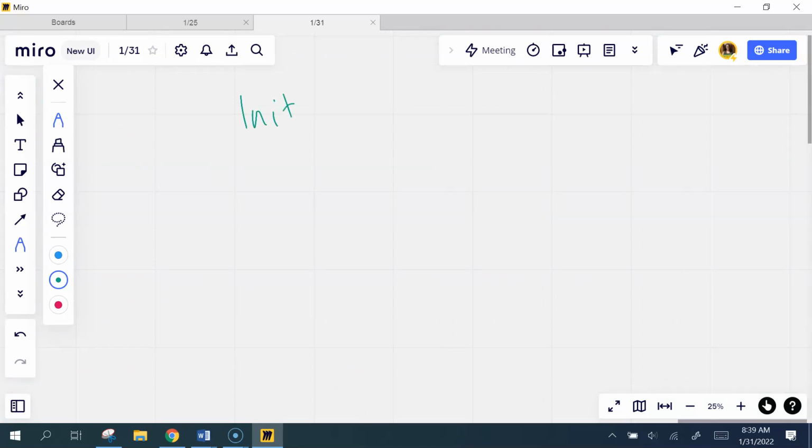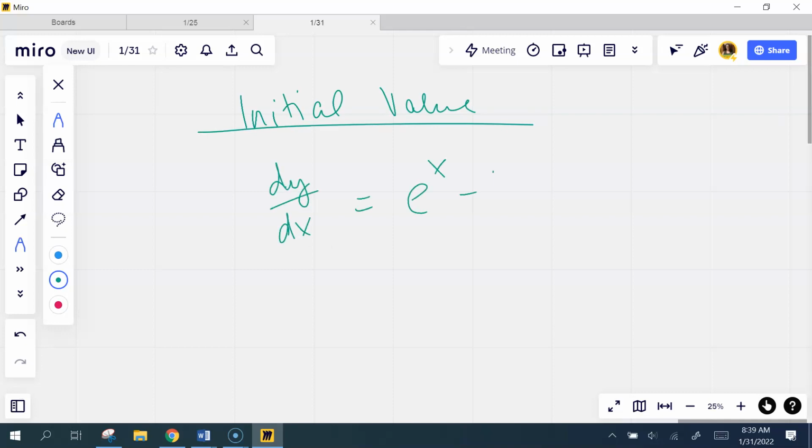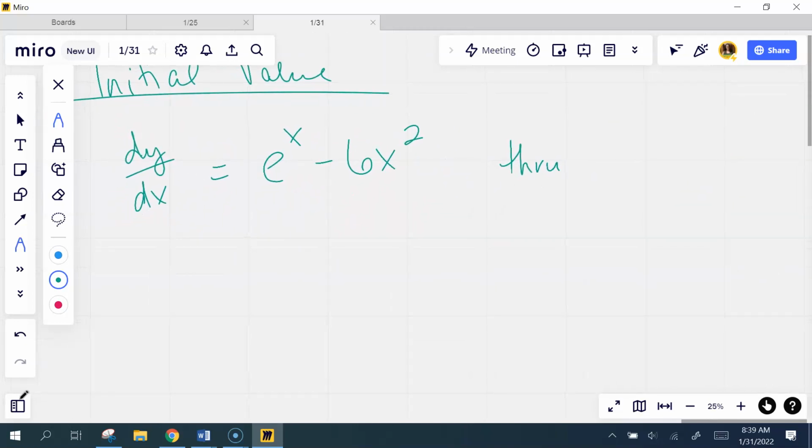It's called an initial value. Let's say dy/dx equals e to the x minus 6x squared. And I tell you that the graph passes through the point (1, 0). Find the exact solution for this one.